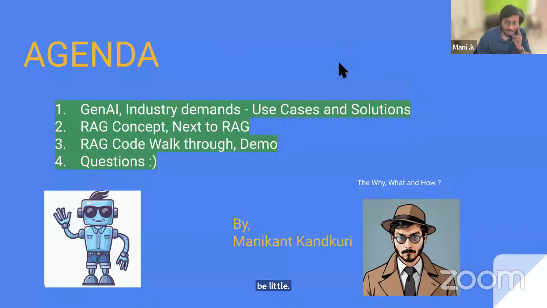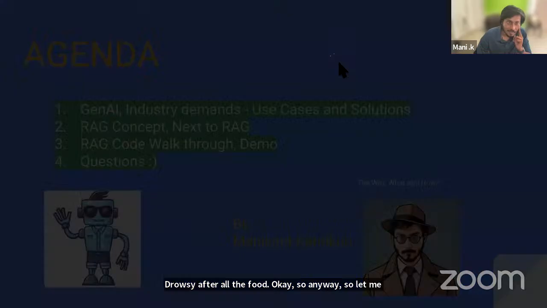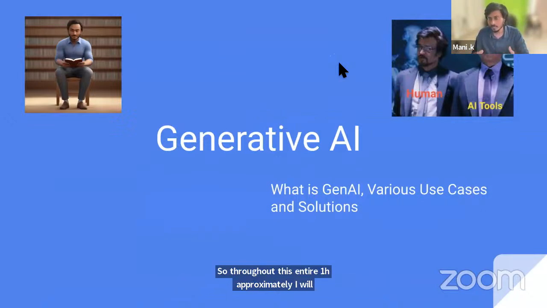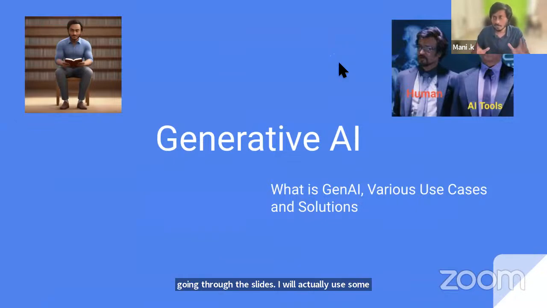Okay, so anyway, let me begin, guys. Now I will start with what is Gen AI. Throughout this entire one hour approximately, I will be going through the slides. I will also use some notes to give some examples. I'll go back to notes, I will write something and give some examples, and I will go to code. I will demonstrate the code, show the output, and also use ChatGPT and Gemini sometimes to demonstrate and explain something. So I'll be moving around from one resource to another so that we understand things in a very easy manner.